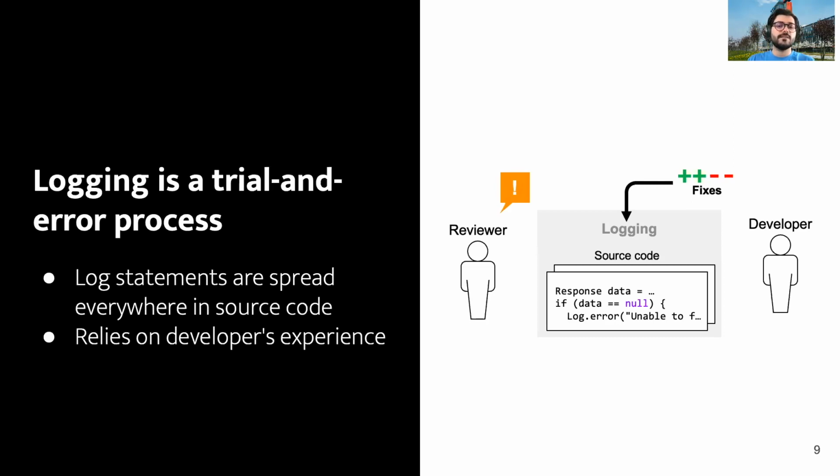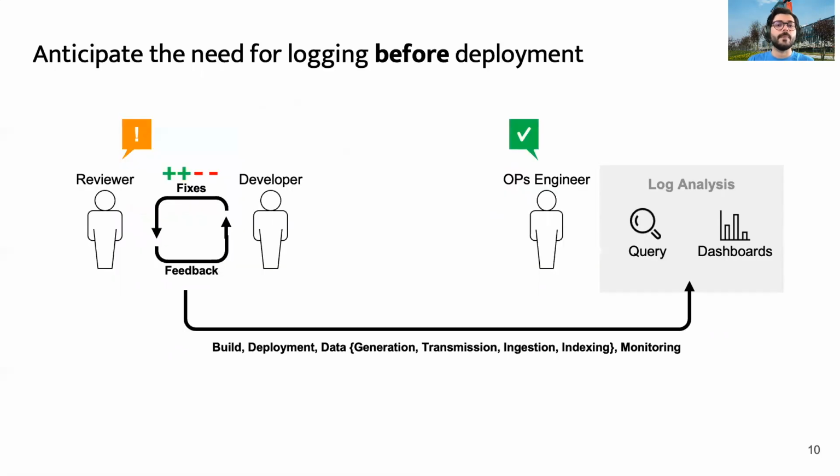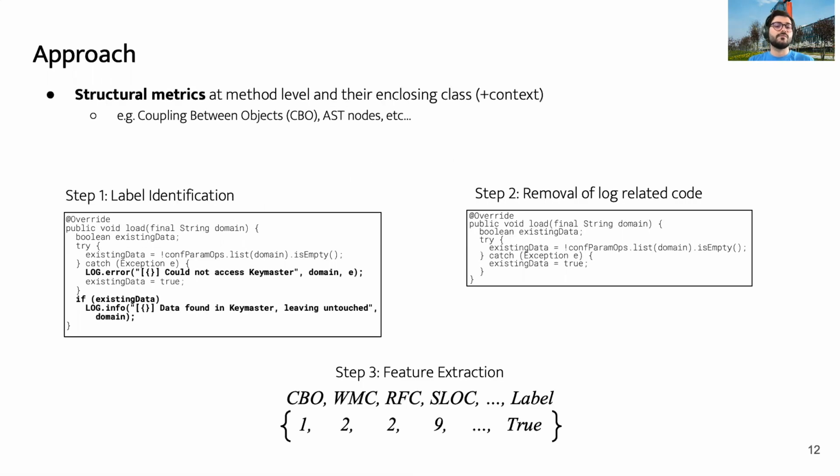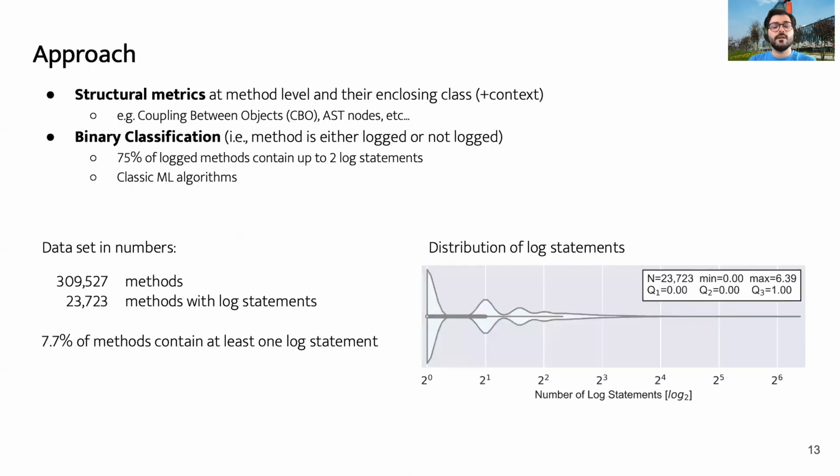And while more experienced developers are able to anticipate potential issues during code reviews, this approach does not scale at company level. So in an ideal setting, we would be able to capture every log-related issue before deployment. With this challenge in mind, we studied whether we could train a model for this task in an enterprise system. To do so, we defined a simple approach based entirely on code metrics because they're simple to compute and haven't been fully explored in related work. And we also framed this problem as a binary classification task.